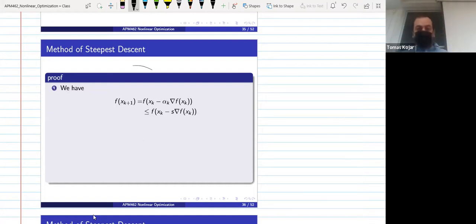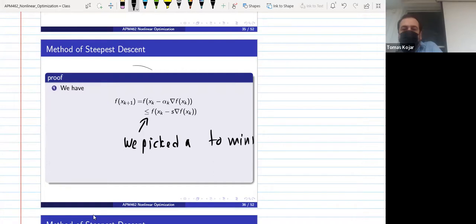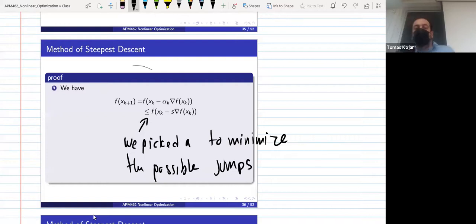Yeah. And like we said, we picked alpha to minimize the possible jumps. Okay. So here, S is a generic number. But remember, this alpha k was picked so that it minimizes the right-hand side. So let me write it again.